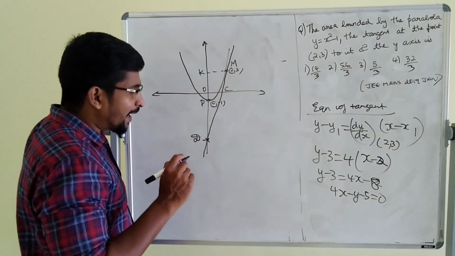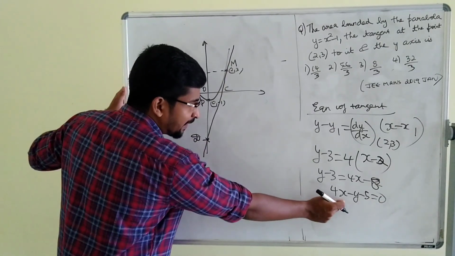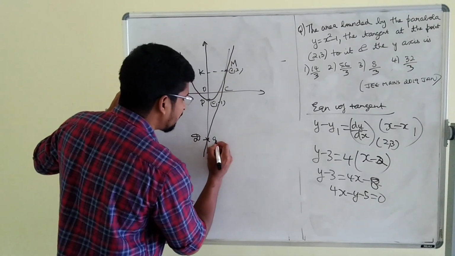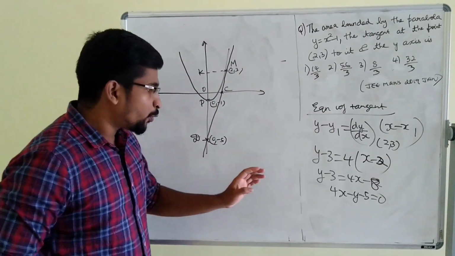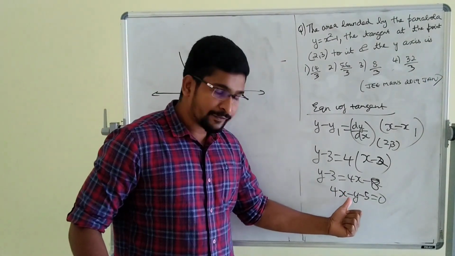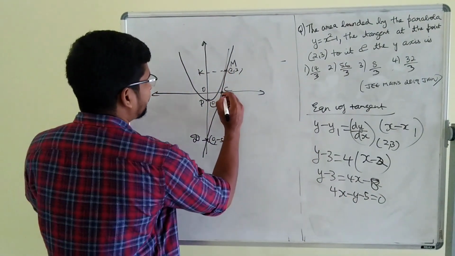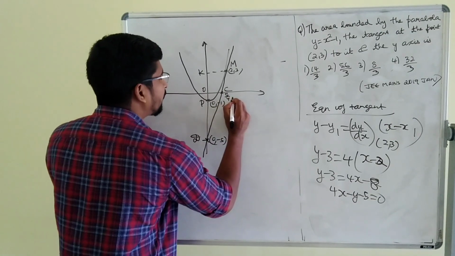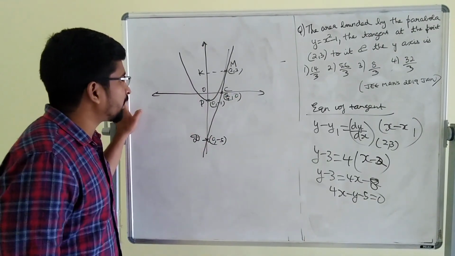So what is the y-intercept of this? When there is a y-intercept, the x coordinate will be 0. When x is 0, y will be minus 5. So this point should be (0, -5). Similarly, the x-intercept of this: when there is an x-intercept, the y coordinate will be 0. Put y equal to 0, x will be 5 by 4. So this point will be (5 by 4, 0). This will be the coordinate of C. So you got the coordinate of C.